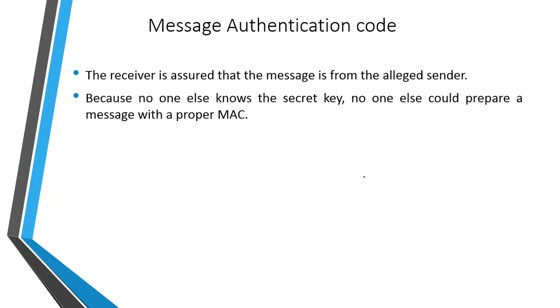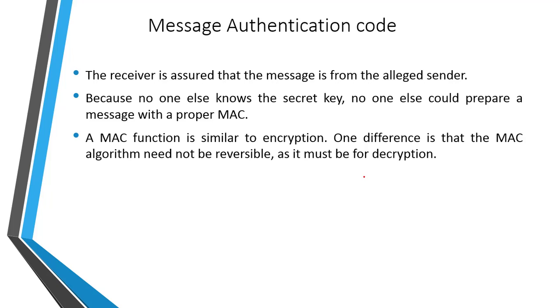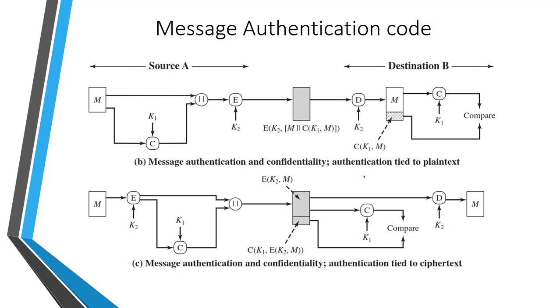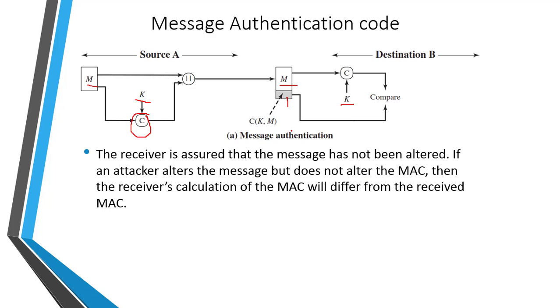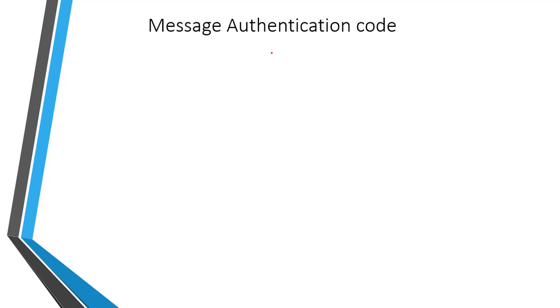So no one else could prepare the message with the proper MAC. A MAC function is similar to encryption. The one difference is that the MAC algorithm need not be reversible, as it must be for decryption. Next technique, here in this scheme we are only getting the message authentication. We are not getting the confidentiality. Now we will see the schemes which provide the message authentication as well as confidentiality using the message authentication code, that is MAC.